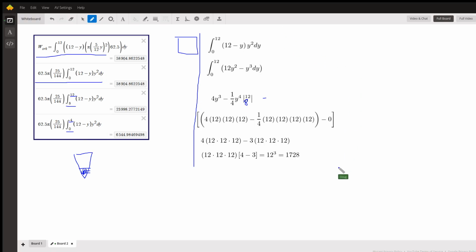By the way, this is foot-pounds because the weight of water is in pounds and we're moving it some number of feet each wafer.